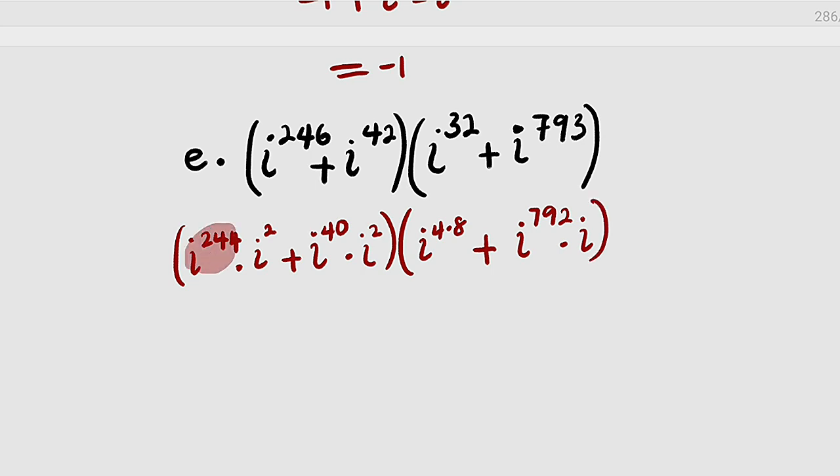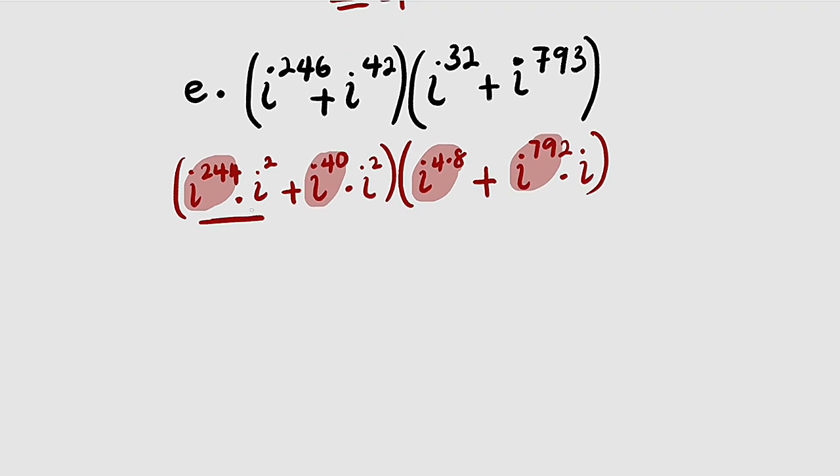We have 1 here, 1 here, 1 here. Okay, let's further simplify. We have 1 times i squared, and i squared is -1. So we have -1 plus, this is 1, i squared is -1. So we have -1 here, -1. The whole of this multiplied by, this is 1 plus, this is 1 times i. 1 times i is i.